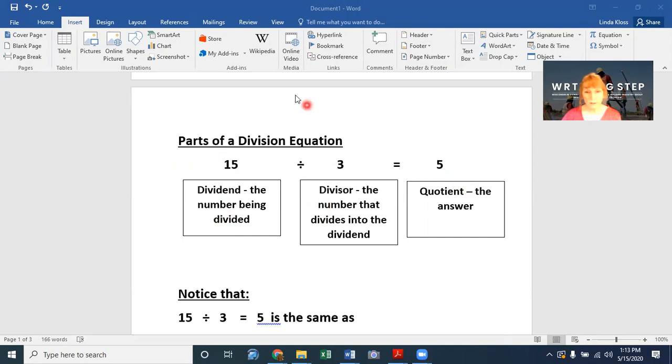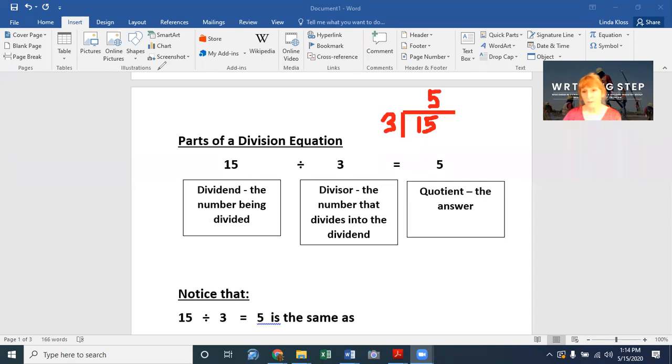You may see it written also in a form of long division like this. So if this was going to be written as long division, where would you put the 15? Exactly, you would put the 15 on the inside. That is your dividend. That's the number being divided by something else. You would put your 3 here, your divisor. That's the number that is dividing into the dividend. And your answer is your quotient, and that's going to go on top. You may see it like that.